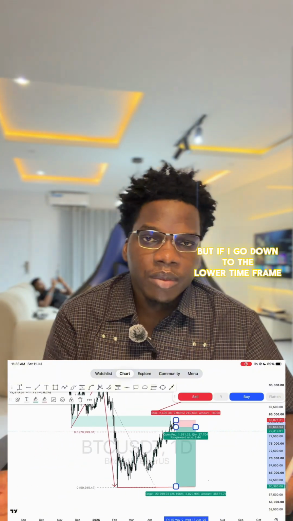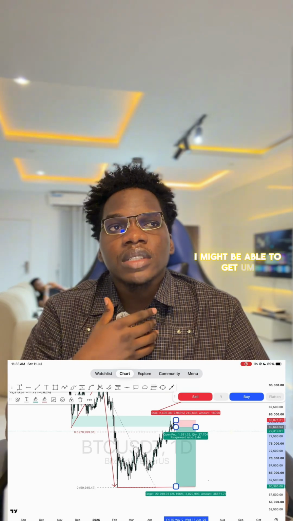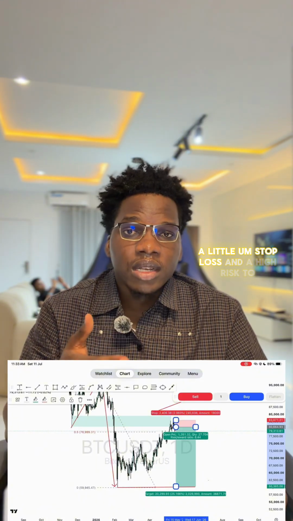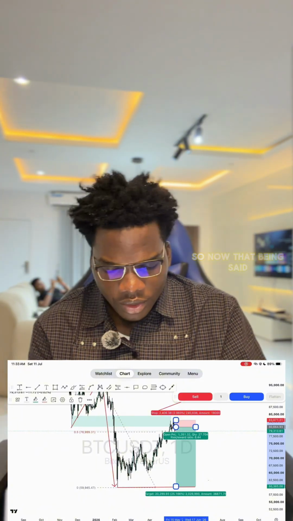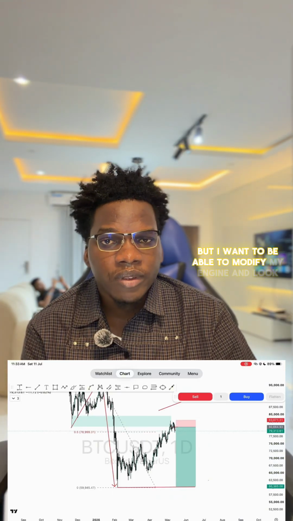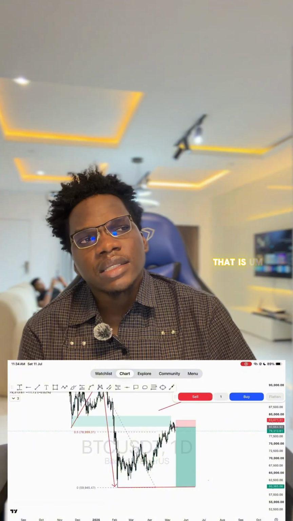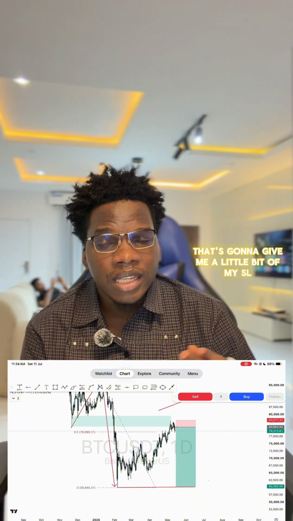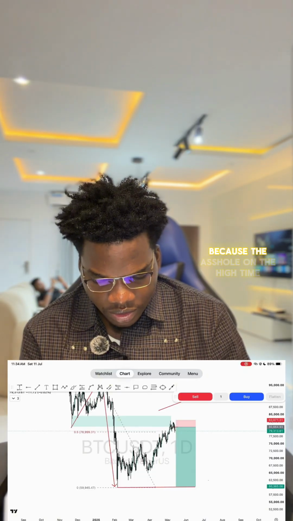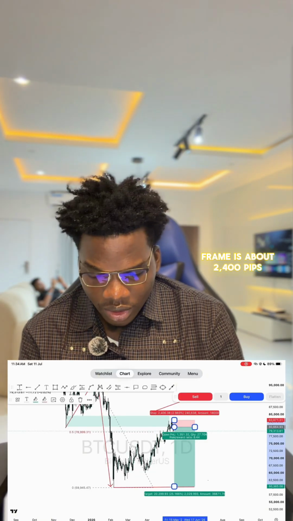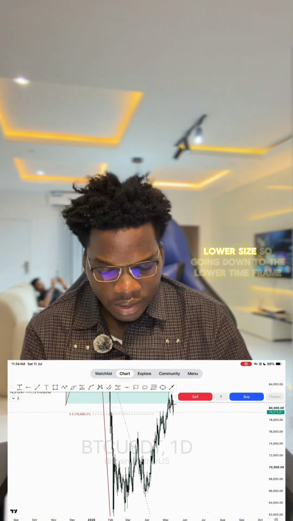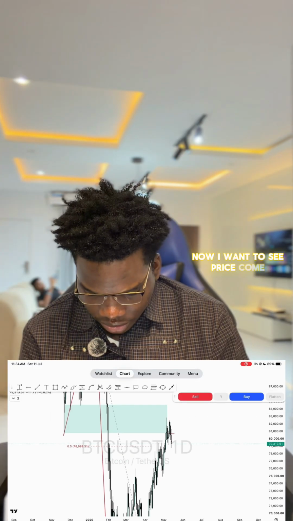But if I go down to the lower time frame now, I might be able to get a little stop loss and a high risk to reward ratio. So now that being said, I've already gotten my entry on the daily time frame, but I want to modify my entry and look out for something that's going to give me a little SL, reducing my SL and giving me a high risk to reward, because the SL on the higher time frame is about 2,400 pips, which I would not want to take because it's too wide and it's going to make me use a lower size. So going down to the lower time frame now, I want to see price come retest it.